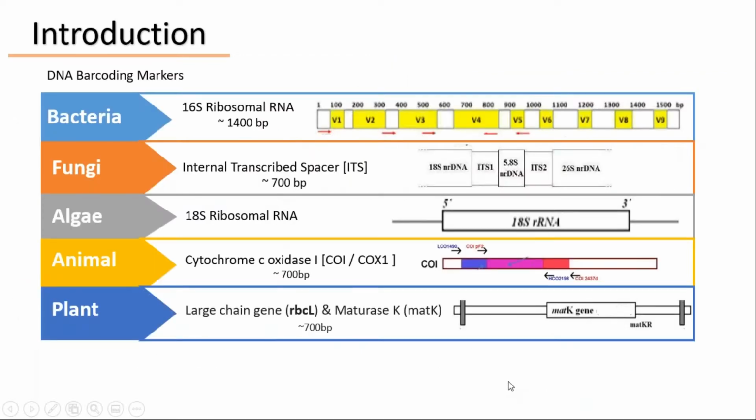For example, the conserved gene used for DNA barcoding of bacteria is the 16S rRNA gene. For fungi it is ITS. For algae it is 18S rRNA. For animals, we use COI. And for plants, there are two: one is rbcL, another one is matK. All of these are the conserved genes used.